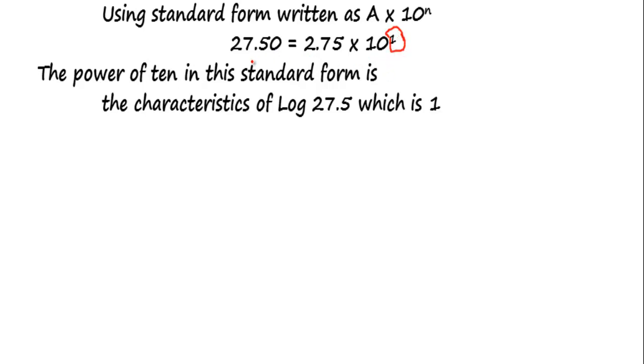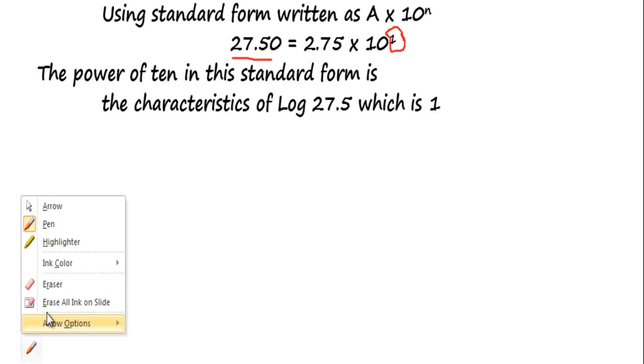Are you getting it? Because 27.50 in standard form is 2.75 times 10 raised to the power 1. Are you following? And that one is the characteristic that we are talking about, which when you are writing it in logarithmic notation, is going to be log 27.5, which has 1 as its characteristic. I think you are getting the point clearly.